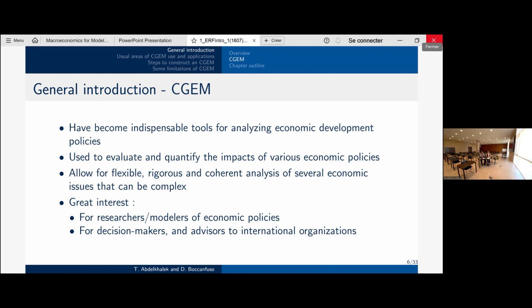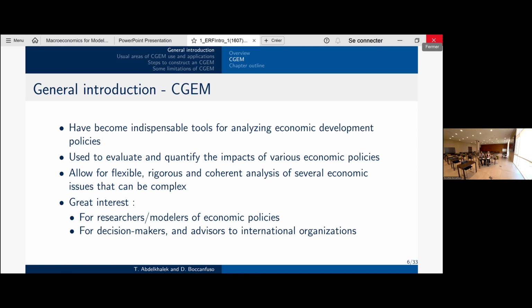To use these tools, because CGE modeling is a tool, and it is used to evaluate and to quantify impact and to simulate the impact of various economic policies. Generally, we can use a CGE model in ex-ante analysis, not ex-post analysis.